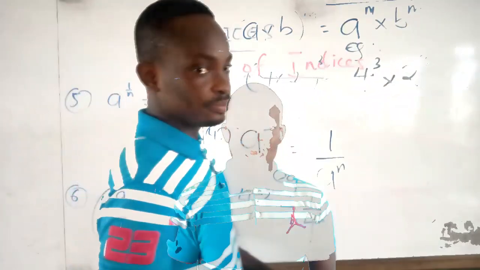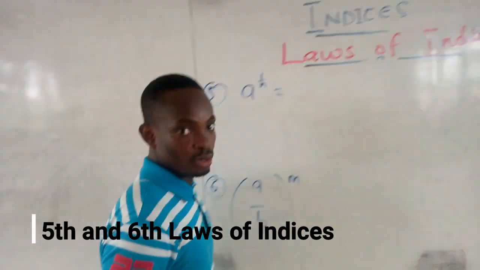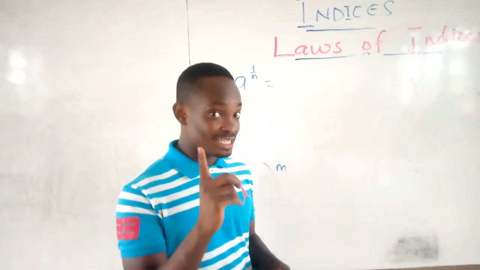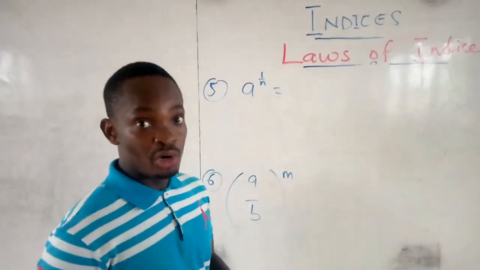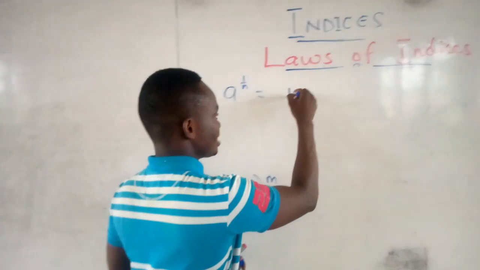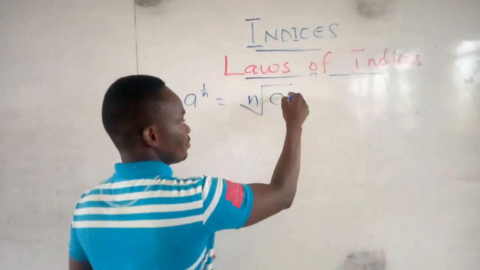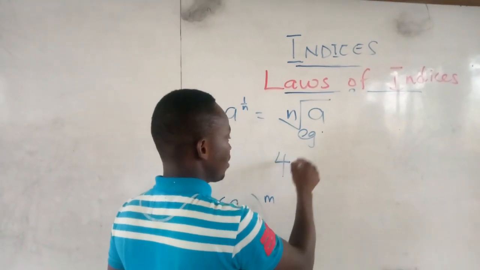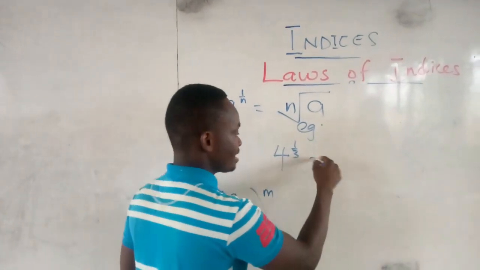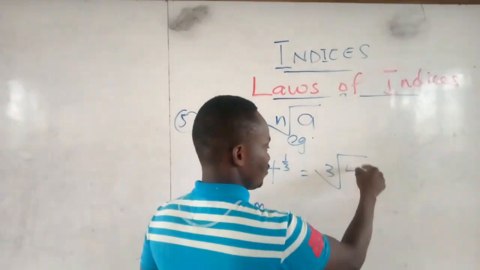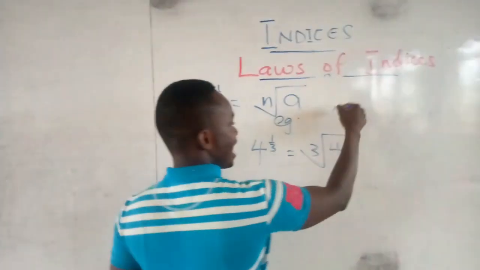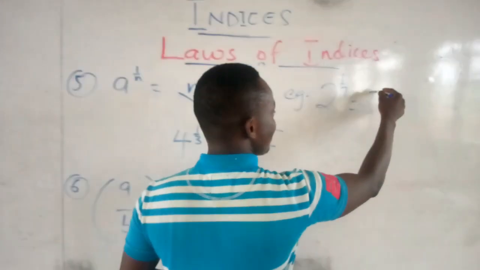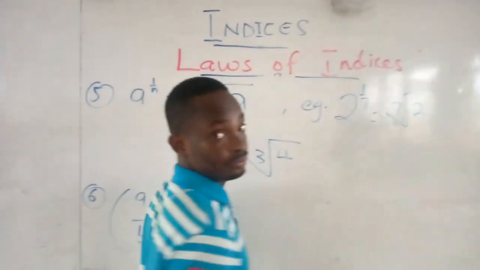Let's move on. Now with the fifth and the sixth law. Okay, we are saying that this time around the index is a fraction. So a to the power 1 over n becomes the nth root of a. So example, I have 4 to the power 1 over 3. It becomes the cube root of 4. If I have another example, 2 to the power 1 over 7, it becomes the 7th root of 2.